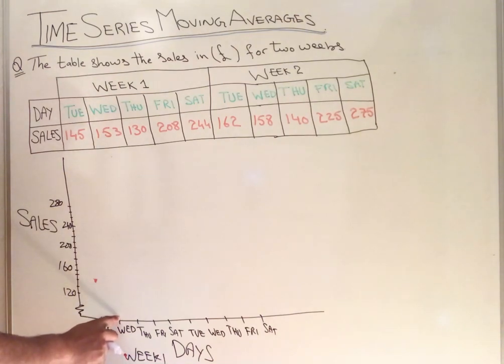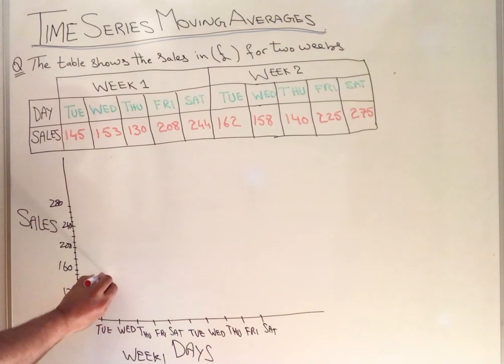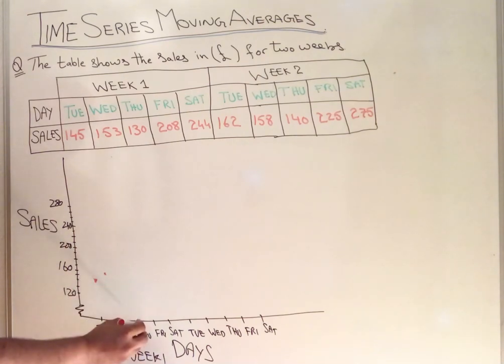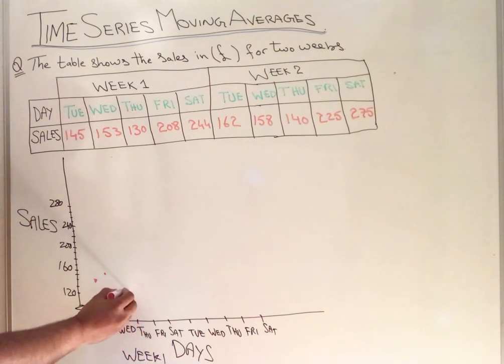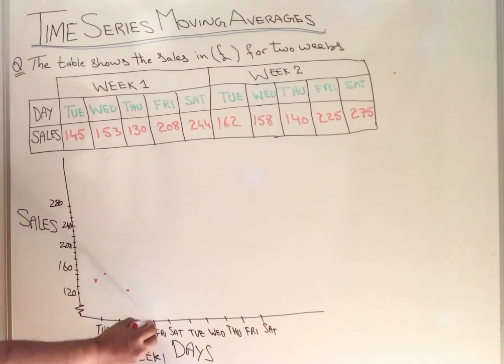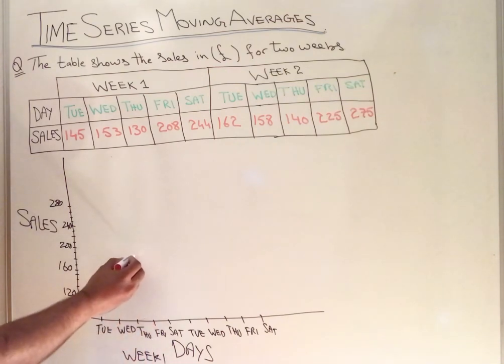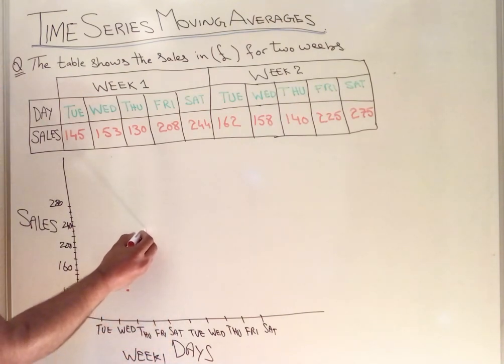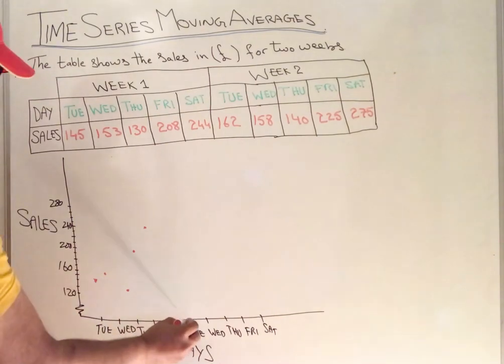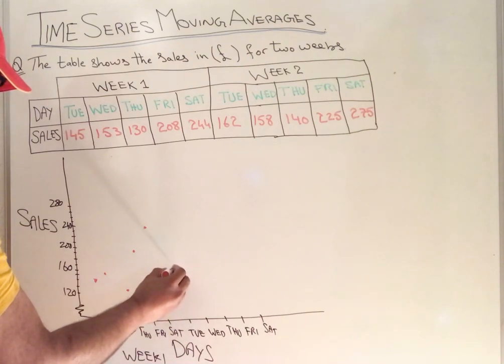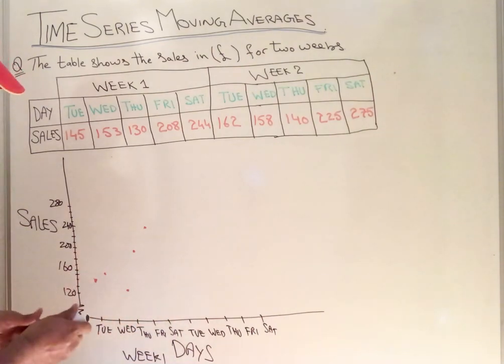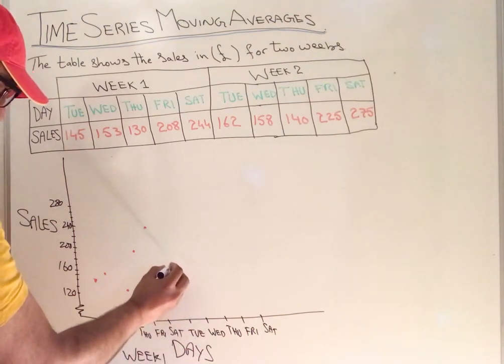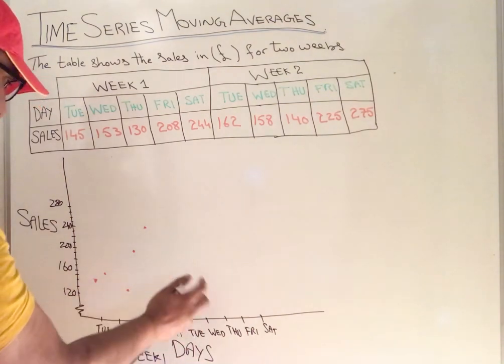On Wednesday 153, which could be here, and Thursday 130, which is here. Friday 208, which goes here. Saturday 244, which goes here. Then next week Tuesday 162. We will be moving to the second week with that.